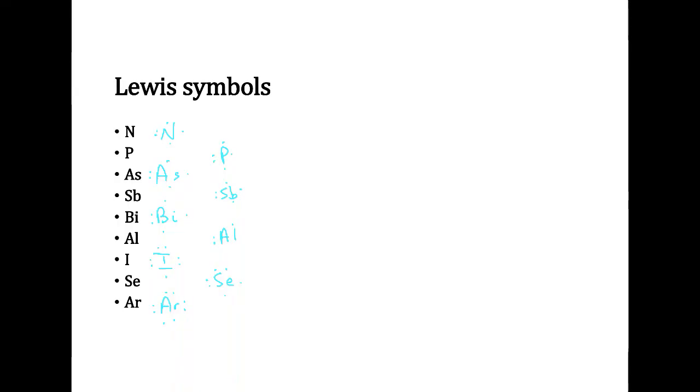All right, so why don't you go ahead and take a minute and check your Lewis symbols. Please note that any of the elements that are in the same group or the same column all have the same type of Lewis symbol. So if we look at these first 5 here, nitrogen down through bismuth, they all have 5 valence electrons. They all have different numbers of core electrons, but they all have 5 valence electrons.